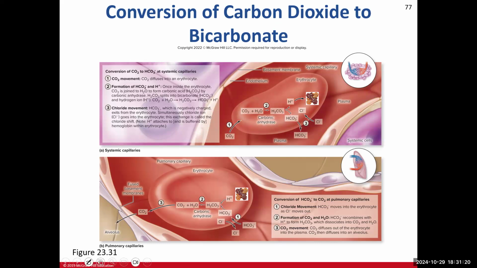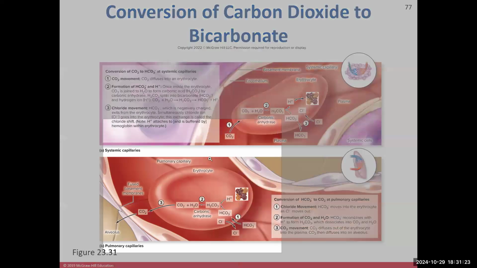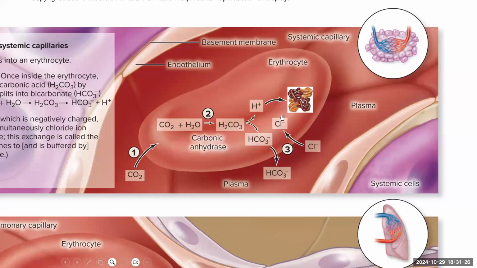So let's start off here with what's going on in our tissue capillaries. Let's just look at the equation here first. You'll see step one, carbon dioxide leaves the tissue cells and goes into your blood plasma. It then diffuses into the red blood cell where carbonic anhydrase is waiting for it. Plenty of water, okay? So carbon dioxide and water combine for a short period of time to form this weak acid. Do y'all remember the name of that weak acid? We saw it before. It was chapter 20. Carbonic acid, okay? Carbonic acid, right?